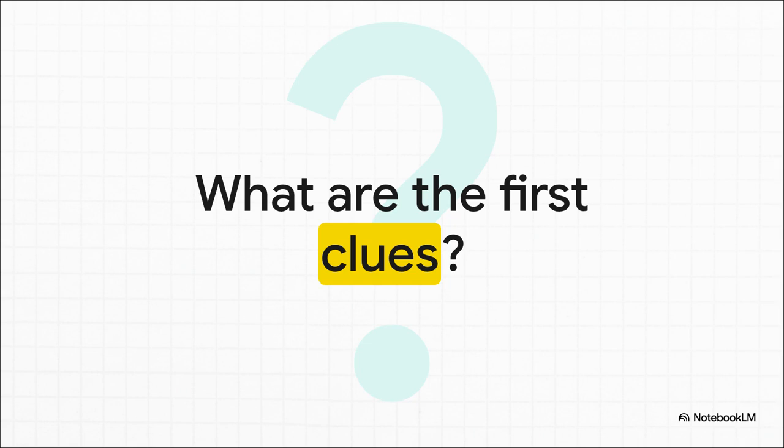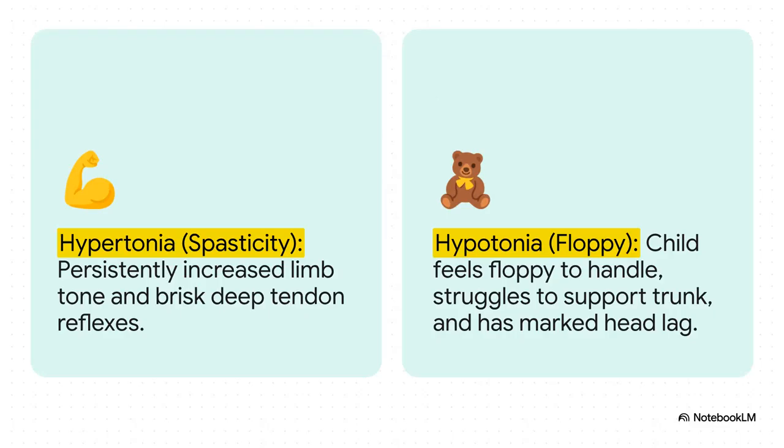This involves a really detailed clinical examination, a careful search for specific signs or clues that can point them in the right direction. One of the first and most important clues is muscle tone. Is it too high or is it too low? On one side, you have hypertonia or spasticity, where muscles are persistently tight. And on the other, there's hypotonia, where a child feels floppy and has a tougher time with support.